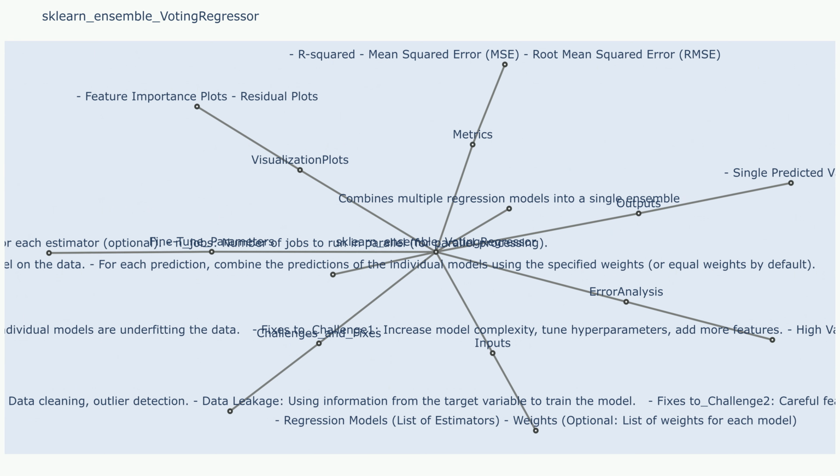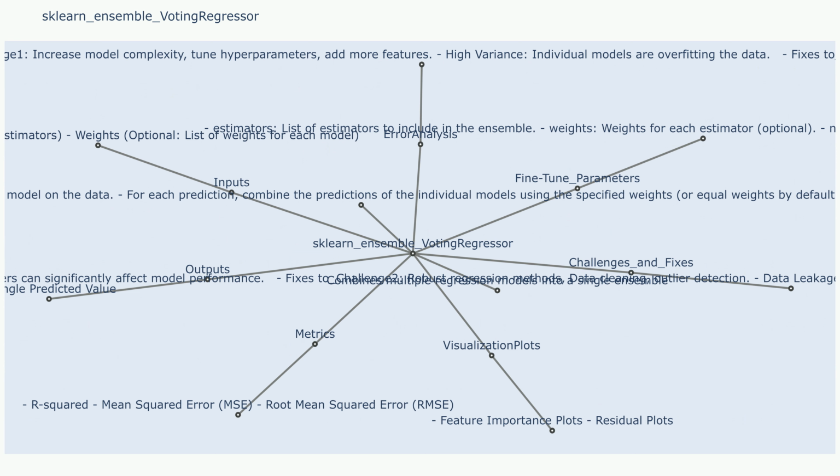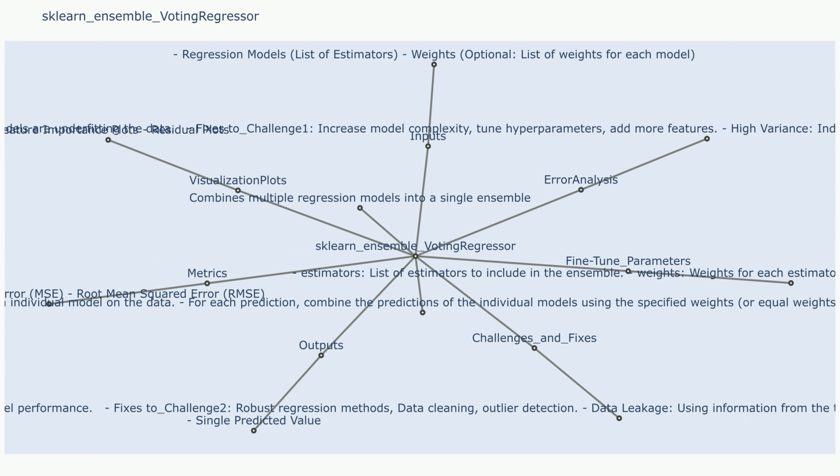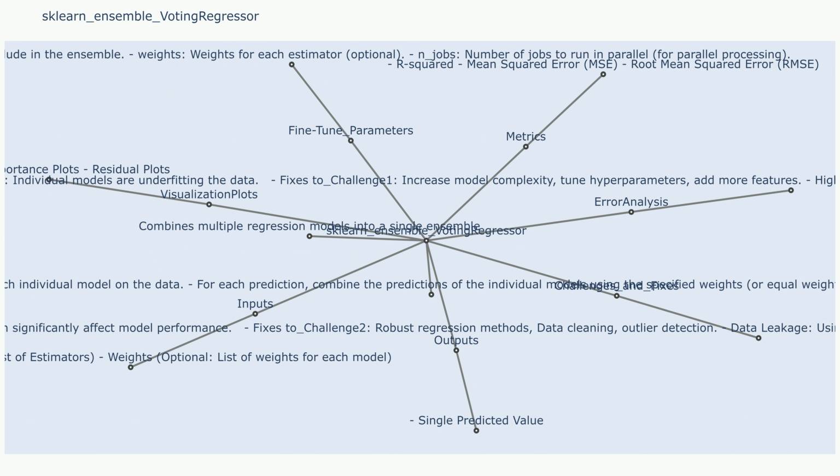Metrics: R-squared. This metric measures how well the model explains the variance in the target variable. A higher R-squared value indicates a better fit. Mean squared error (MSE). This metric quantifies the average squared difference between the predicted and actual values. A lower MSE indicates better accuracy. Root mean squared error (RMSE). This is the square root of MSE and provides a measure of the average difference between the predicted and actual values. Lower RMSE values are preferred.